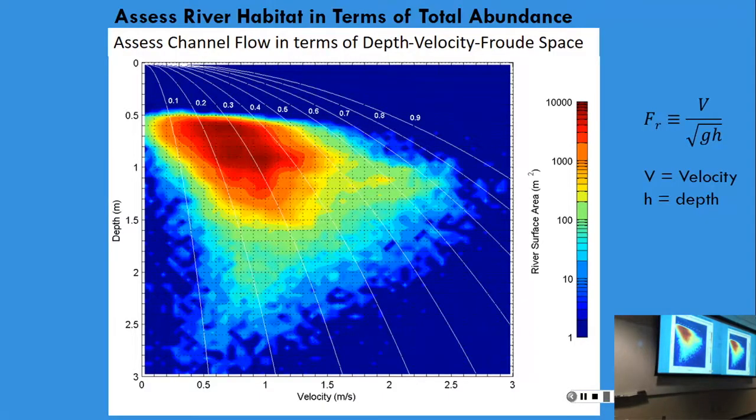That's what this shows. This is from the Hoh River on the Olympic Peninsula. It's 12 kilometers of a river. What you're looking at is the total number of pixels, or area of the river, within each of those depth and velocity bin intervals, and how it fits into a gradation of Froude number. So everything within this band here would be the same kind of energetic water unit, if you will, but much different in terms of its depth and velocity relationships.